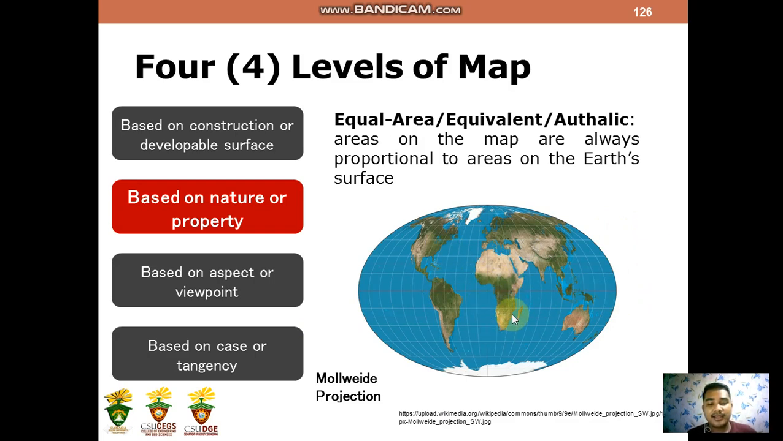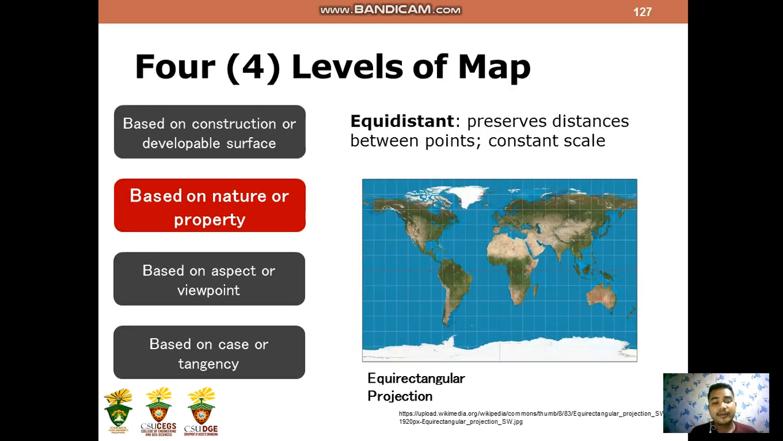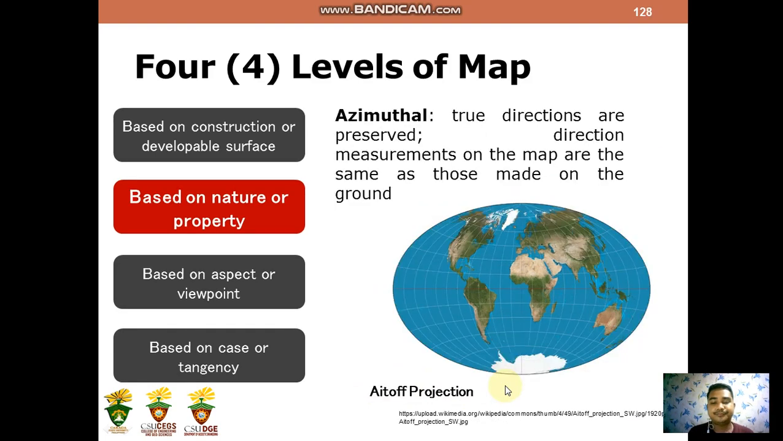The area on the map must be equal to the area on the Earth. An example is the Mollweide projection. Another property is equidistance, where the projection preserves the distances between two points from the world itself. It is not concerned with form, size, or area, but it preserves distance. The distance between two points on the map must be equal to the distance between the two points on the ground or on the Earth. An example is the equirectangular projection.